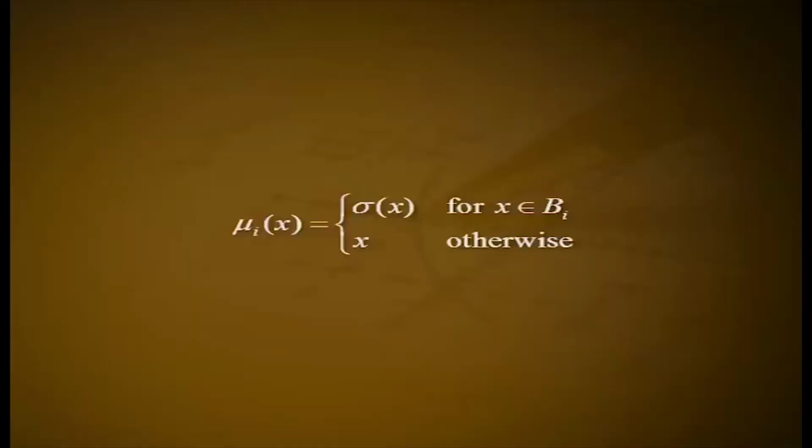We give one more proof each for the already discussed theorems 1 and 2 using orbits. Theorem 5. Every permutation sigma of a finite set A is a product of disjoint cycles. Proof using orbits. Let B1, B2, etc., Br be the orbits of sigma and let mu_i be the cycle defined by mu_i(x) equal to sigma(x) for x belonging to Bi, which is equal to x otherwise.